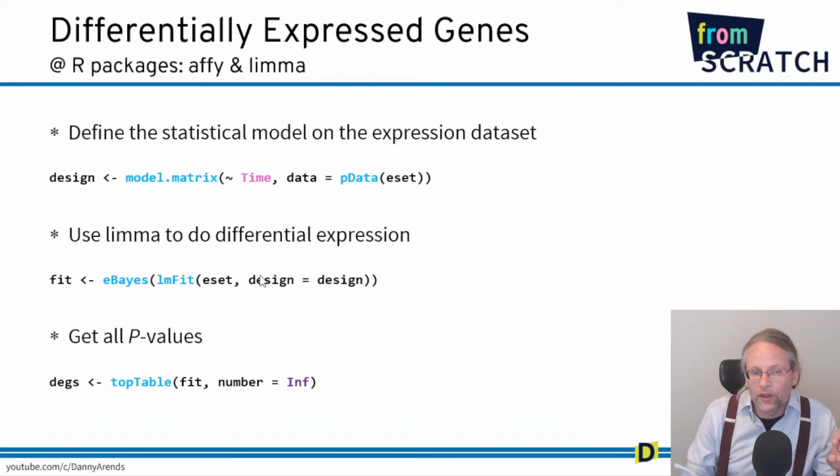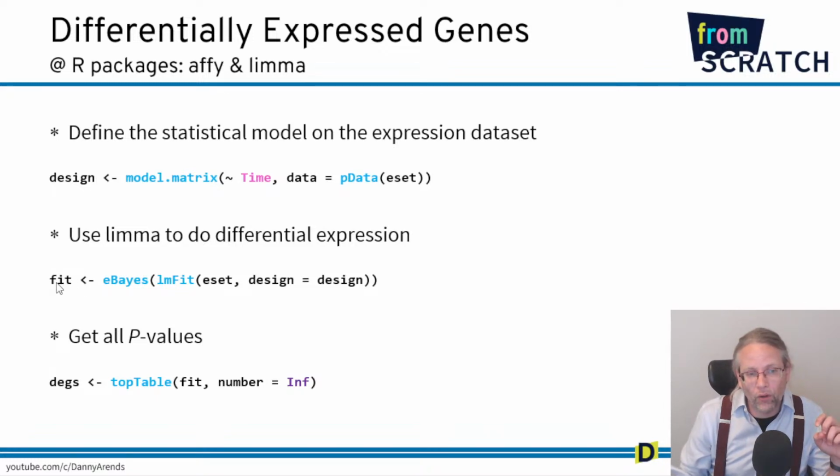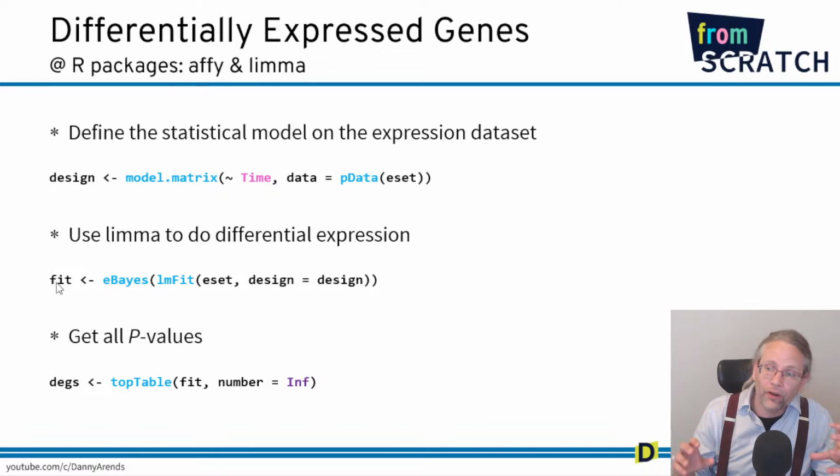We use limma to do differential expression, so I'm just going to say lmFit on the expression set using the design matrix that I just defined, and then I'm going to use eBayes to do the p-value computation, and then I have something which is called fit. You could call it anything that you want, but I call it fit because it's the linear model fit of the model to the data. And then I want to get all of the p-values. So for every probe on the array, I want to get a p-value back. So I'm just saying, give me the topTable. Normally topTable, if you don't call it with number infinite, will just give you the top 10. If you set number to 15, it gives you the 15 most differentially expressed ones.